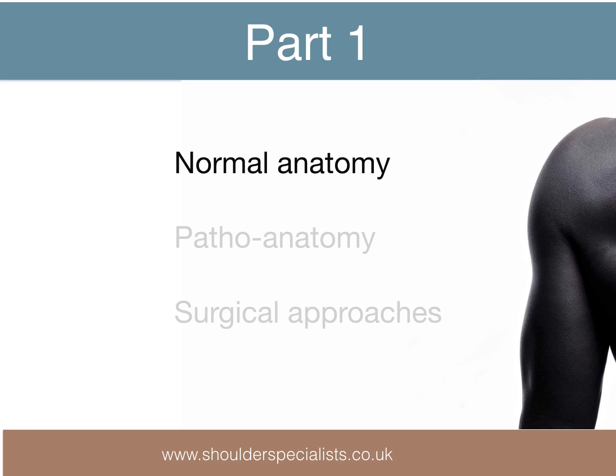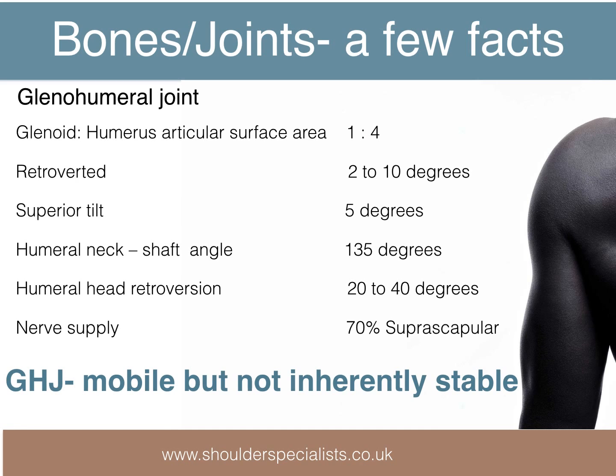Part 1. Normal anatomy. Focusing initially on the glenohumeral joint, first a few facts and figures. The humeral head has a surface area about 4 times greater than that of the glenoid on which it sits. The glenoid tilts back about 7 degrees and tilts upwards about 5 degrees. The humeral neck forms an angle of 135 degrees with the shaft, and the head is retroverted about 20 to 40 degrees. The majority of pain arising from the glenohumeral joint and subacromial space is perceived through the suprascapular nerve.